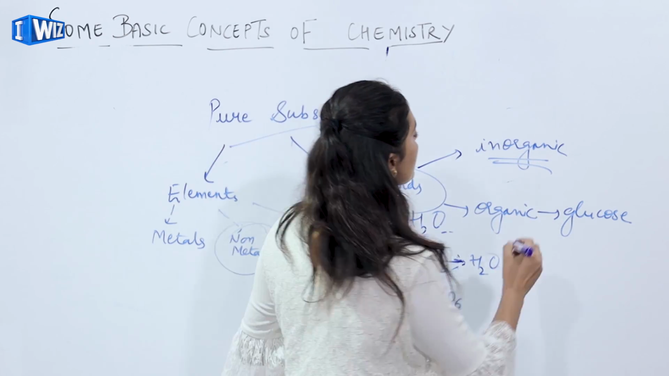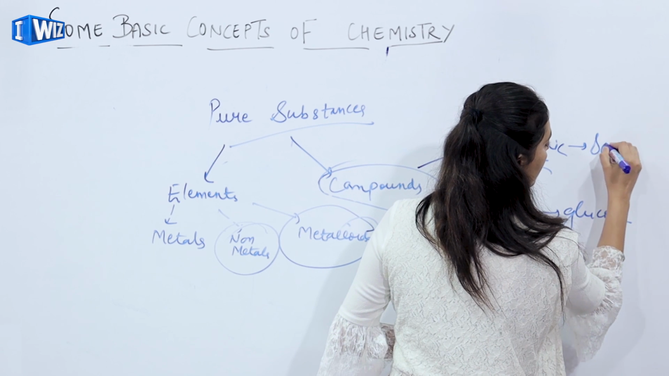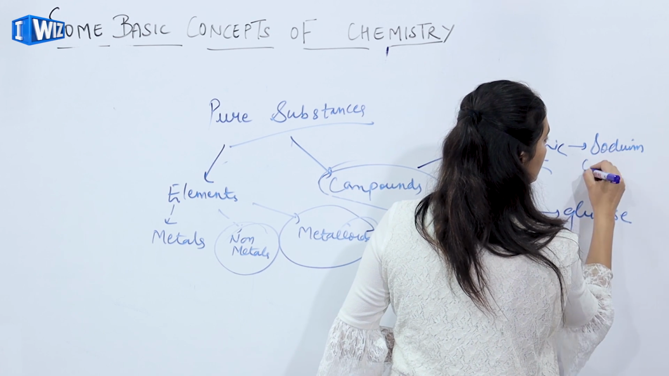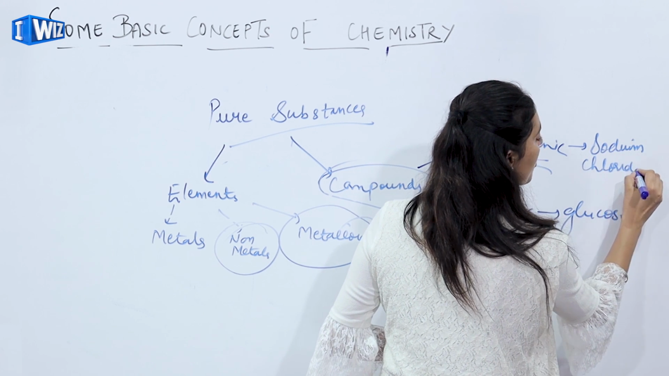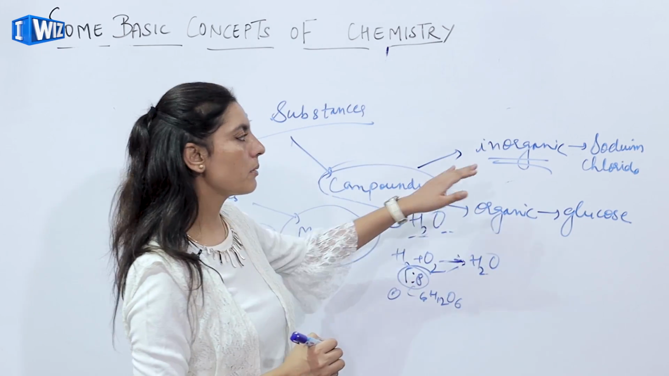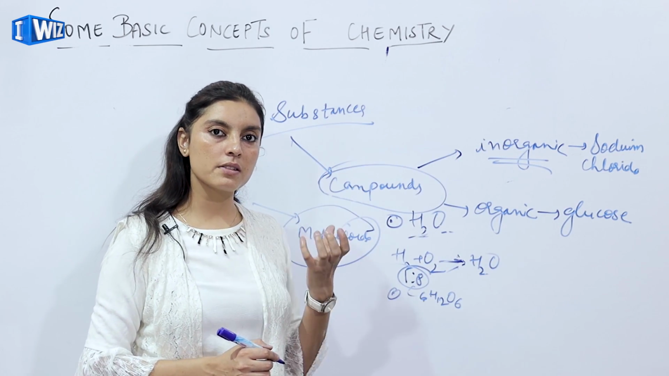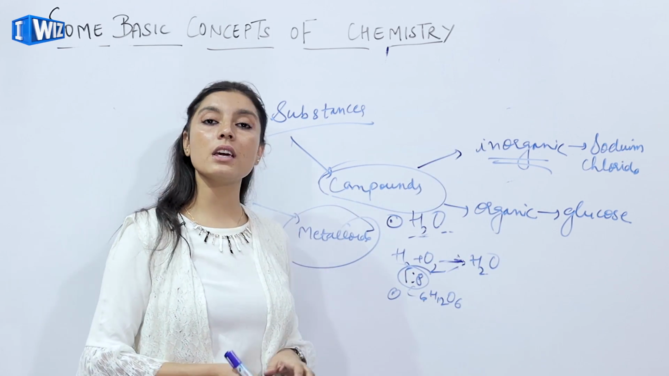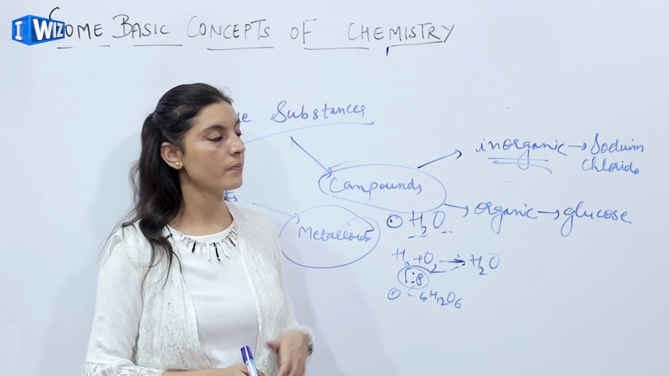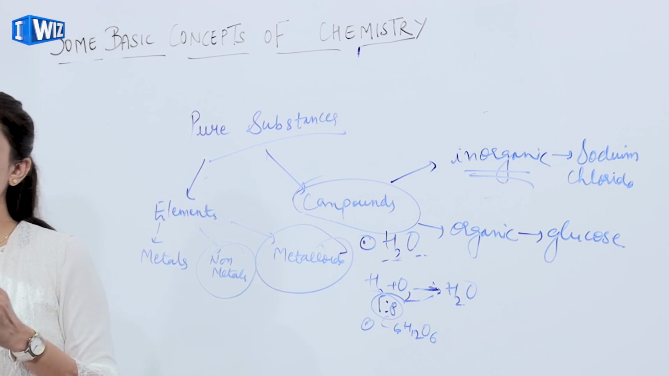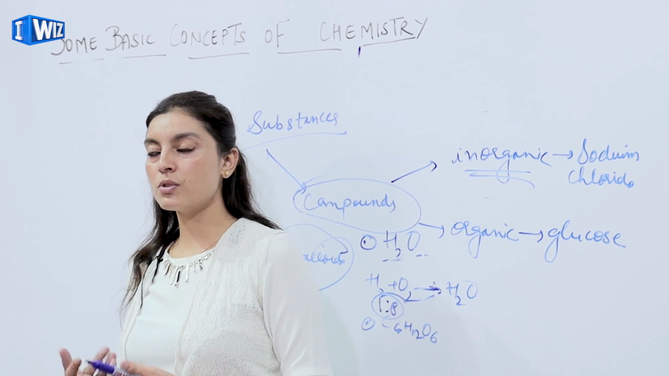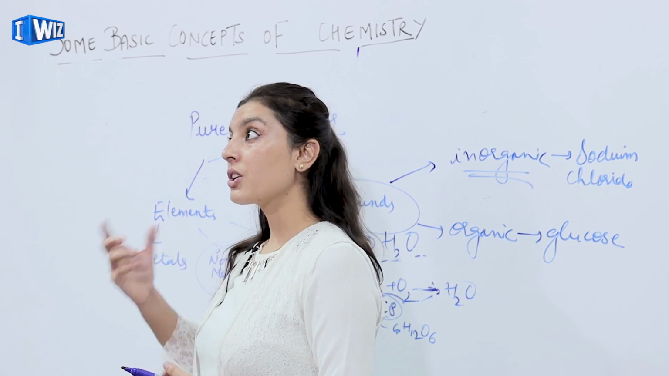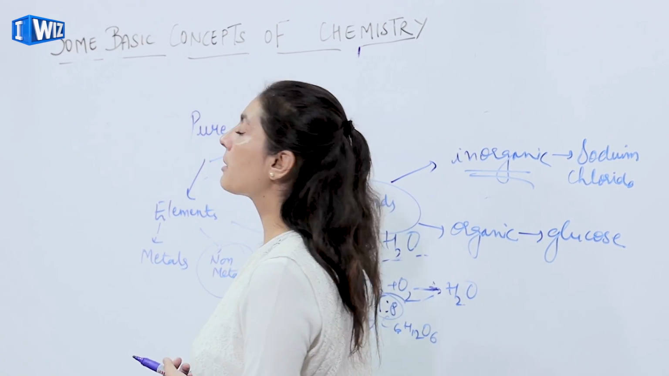Another example could be sodium chloride, because it is something which is obtained from a non-living source. So on the basis of their sources or the way of their production, we can categorize the organic and inorganic substances. That is all about the pure substances, the compounds and the elements. Mixtures, we have all studied in that particular one.